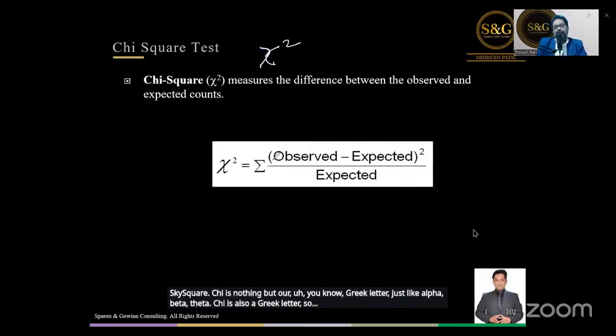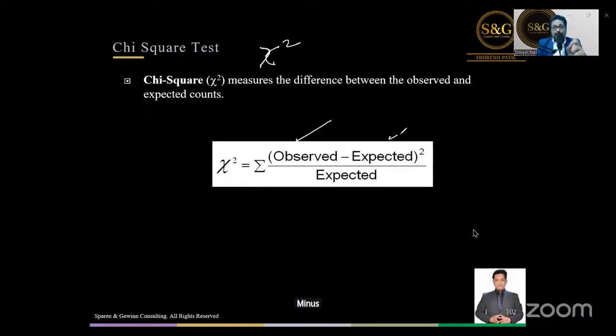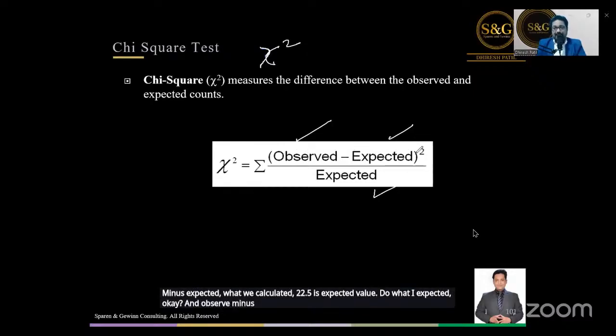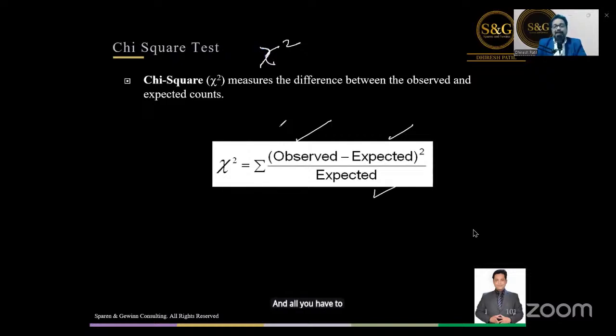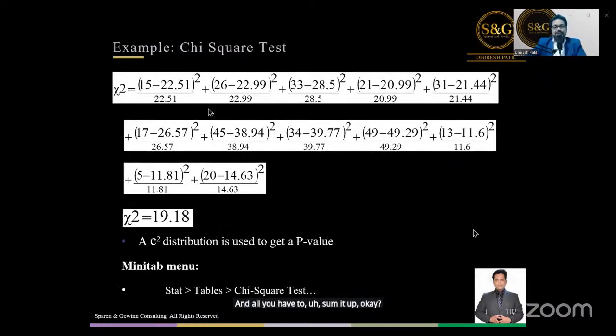So what is the formula? Summation of observed minus expected. Observed means the actual minus expected, what we calculated, 22.51 is the expected value, divided by expected. And we take the square of observed minus expected, the deviation squared. And you have to sum it all up.